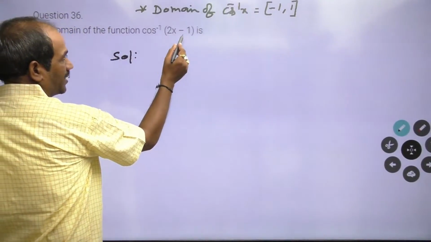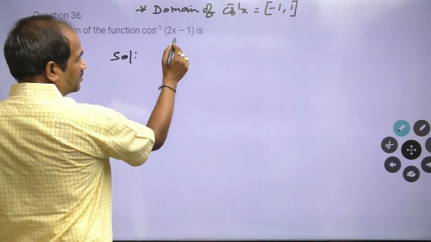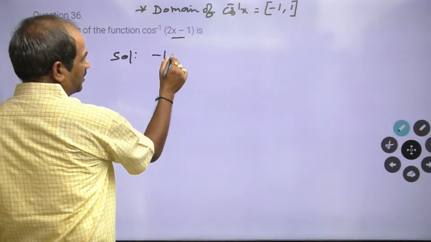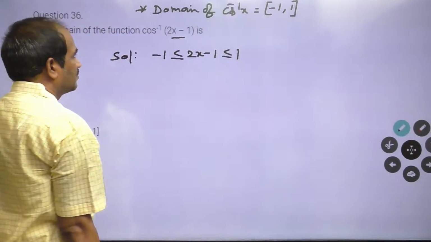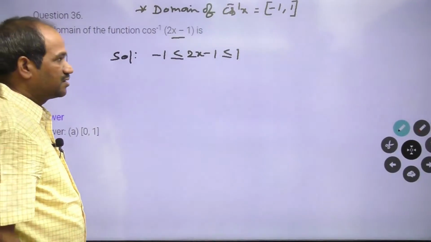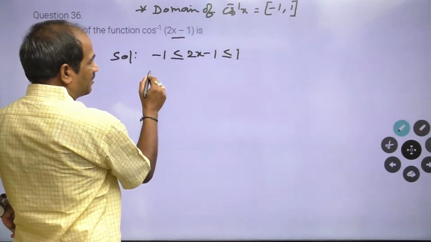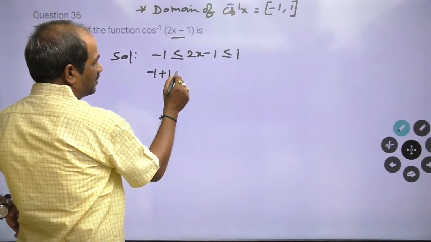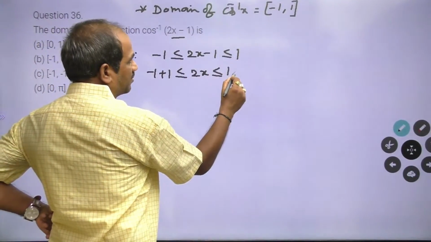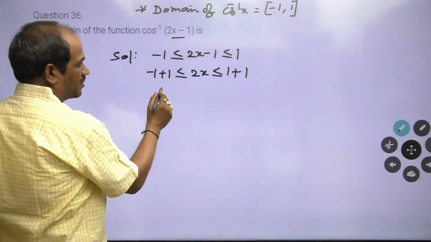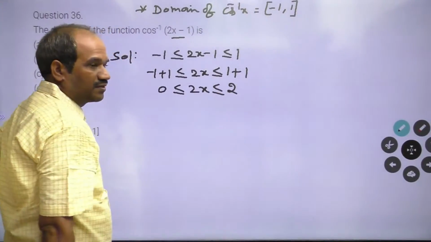See, in this data 2x minus 1 is given, cos inverse of 2x minus 1. So here x belongs to, minus 1 is less than or equal to 2x minus 1 is less than or equal to 1. Adding 1 on both sides: minus 1 plus 1 is 0, less than or equal to 2x, less than or equal to 1 plus 1, that is 2.